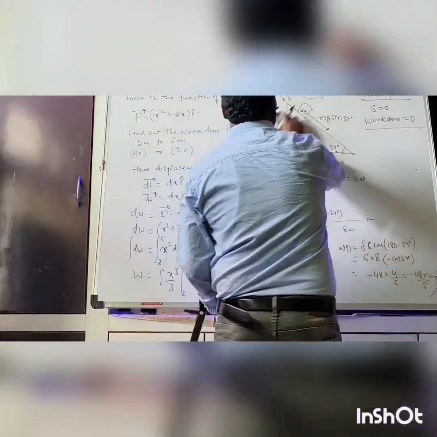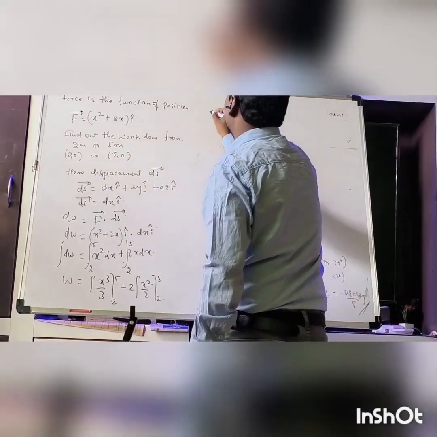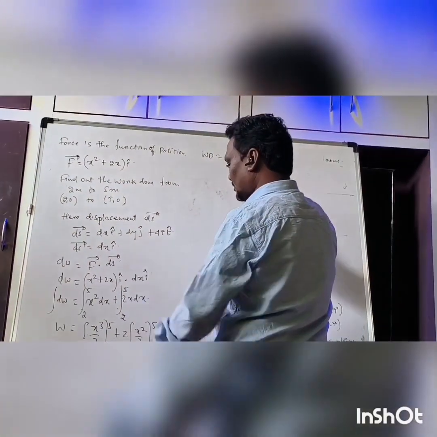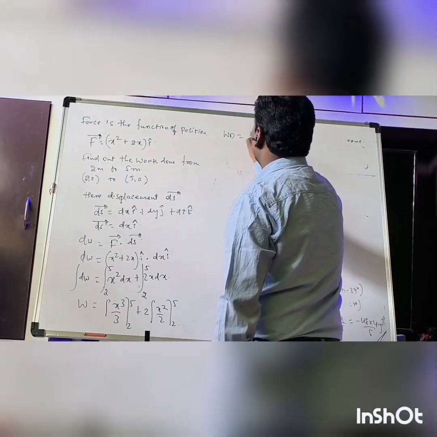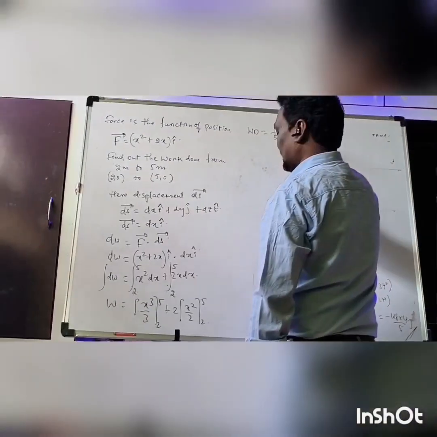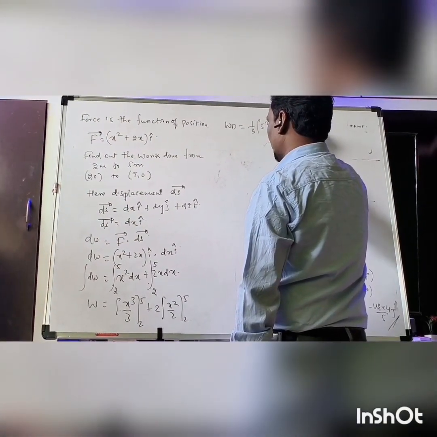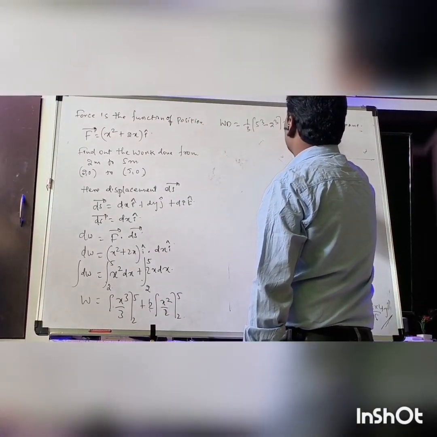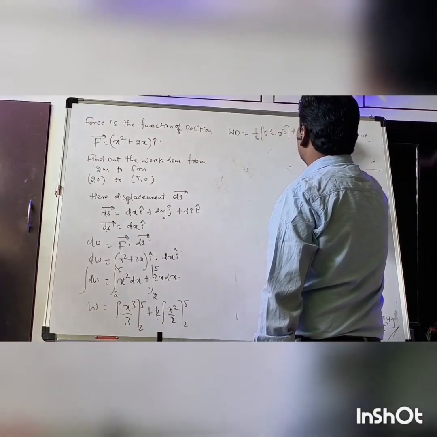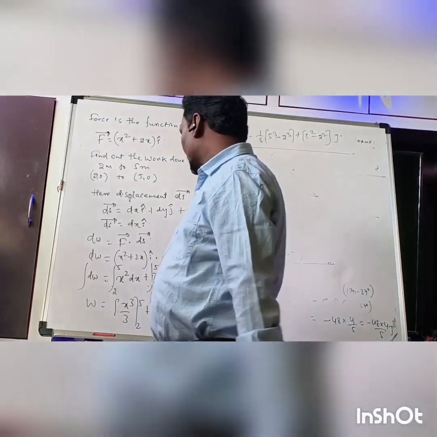Now on solving, what will we get? Suppose work done is equal to 1 by 3 of 5 cube minus 2 cube, plus 2 into x square by 2, where the 2s cancel, that is nothing but 5 square minus 2 square. If you simplify, you will get the work done.